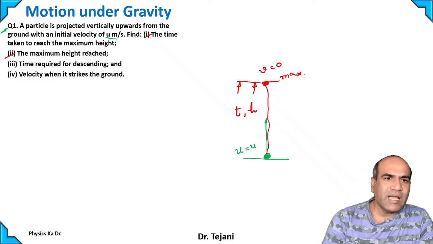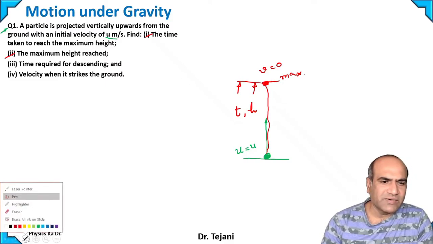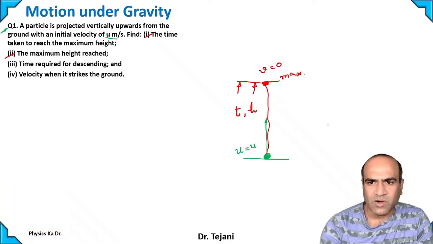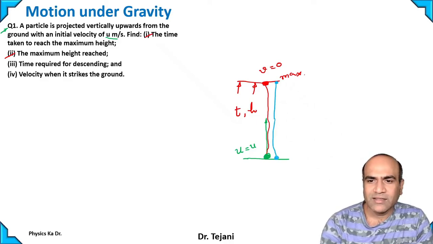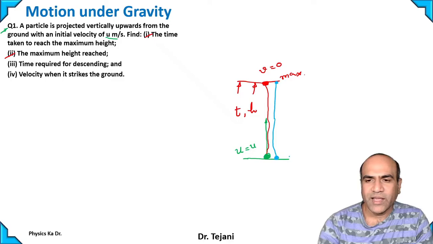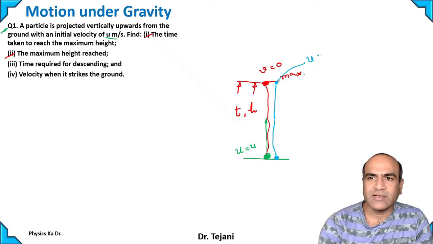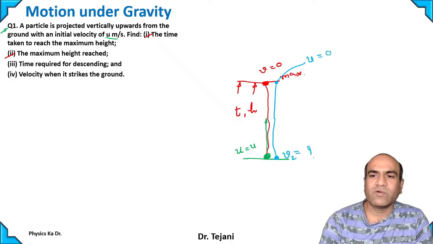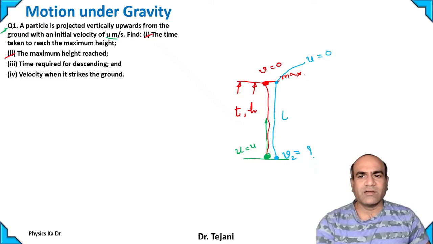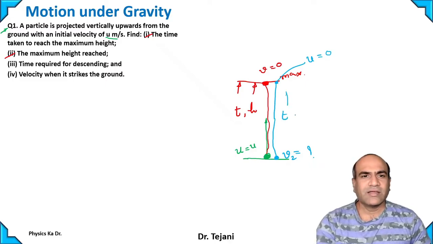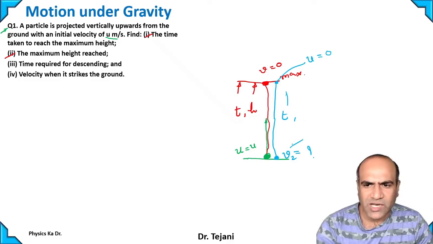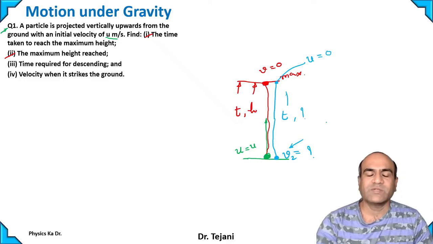Then the time required for descending, which is a reverse process. When the ball is returning, going down and striking the ground, for this second condition the initial velocity u is equal to 0, and the final velocity here is v. We need to find the time required for the returning journey and the velocity when it strikes the ground. So many things are required.